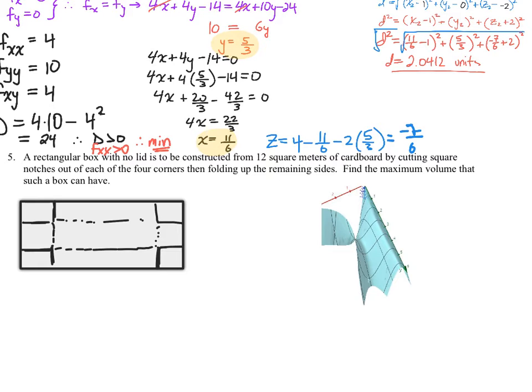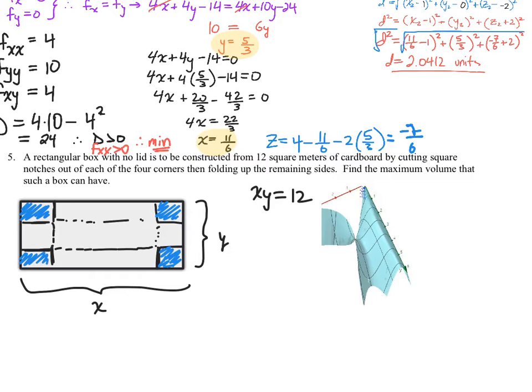So it's made or constructed from 12 square meters of cardboard. So the overall dimensions of the figure are 12. So I'm going to define my variables. I'll call this y, I'll call this x. And we know that xy is equal to 12. We want to define the volume, right? Volume's length times width times height. So when I cut out these four corners, so these four corners here, what I'm going to be left with are dimensions.